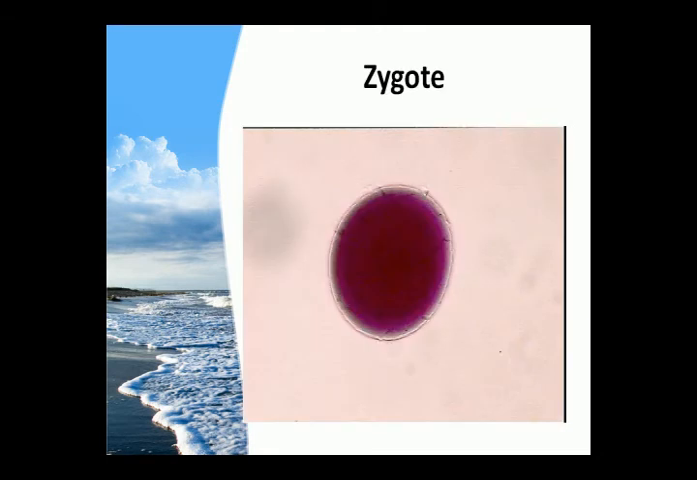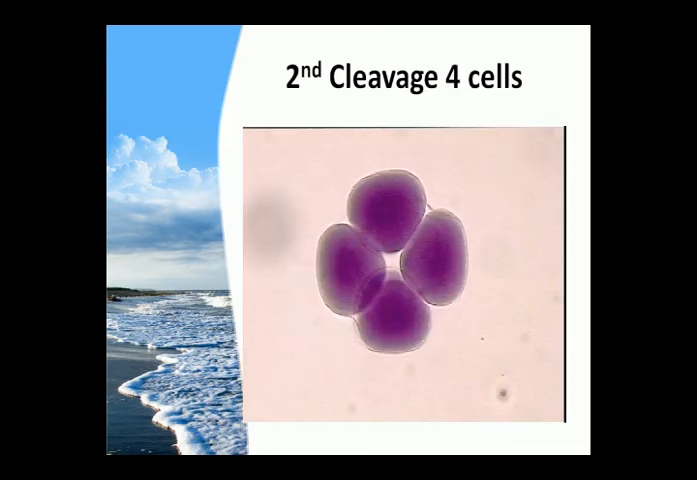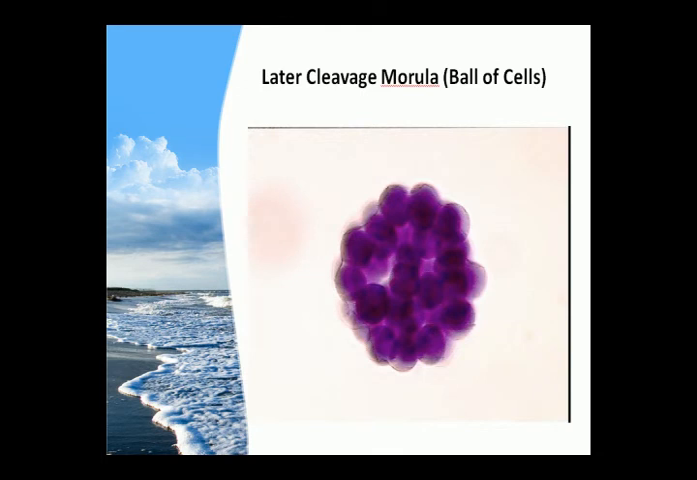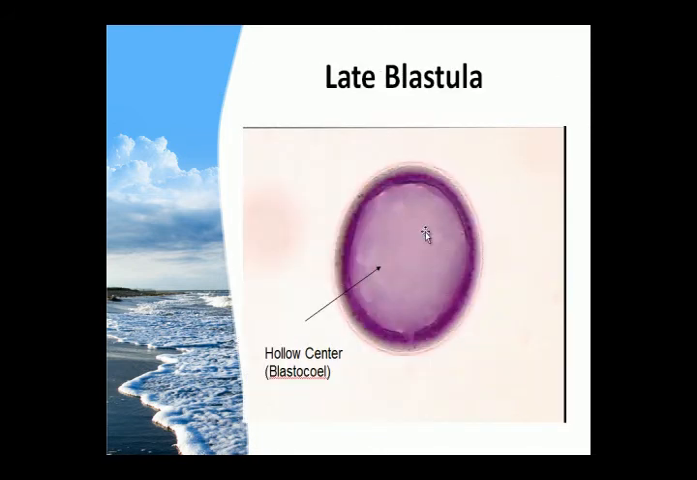The zygote goes through a few cleavages. It goes into 2 cells, 4 cells, etc. Eventually, it will form this ball of cells called a morula. Okay? The morula will then start forming a little cavity called a blastocele. Here's an early blastula. At that point, once it gets a cavity in there, it is a blastula. Now, an early one versus a late one, this would be much larger. It's got a bigger blastocele.